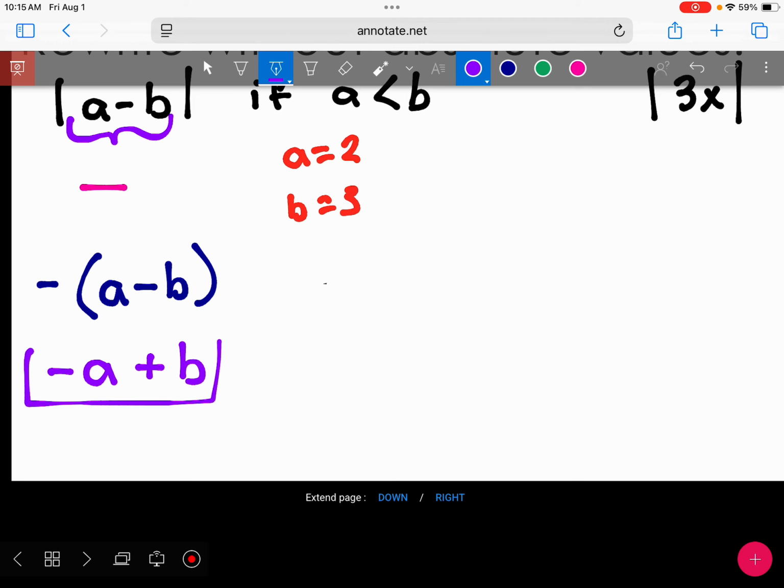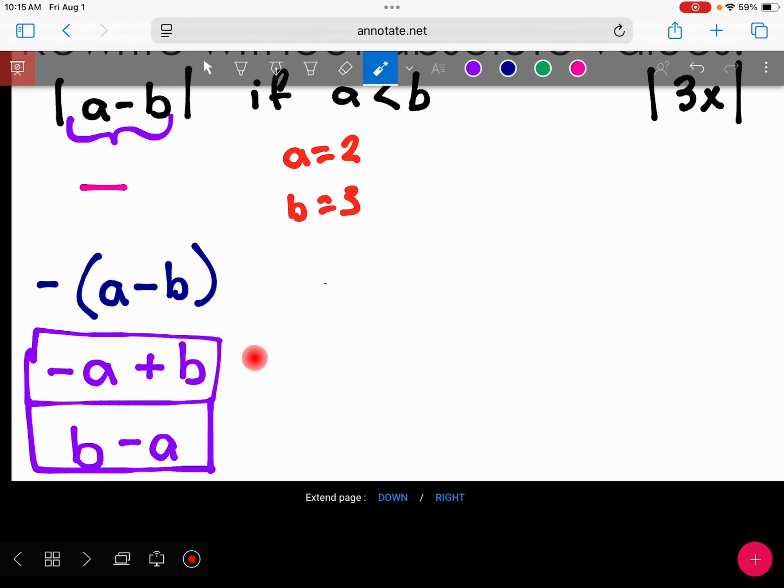Totally fine, no issues. If you're looking in the back of the book, more often than not, they will have this switched to be b minus a. They mean 100% the exact same thing, because it does not matter what order I add things in. 2 plus 3 is the same thing as 3 plus 2, just like a plus b is the same as b plus a. So negative a plus b is the same thing as b plus negative a. We can switch them around. I tend to go here because I'm lazy and I don't want to do more work.